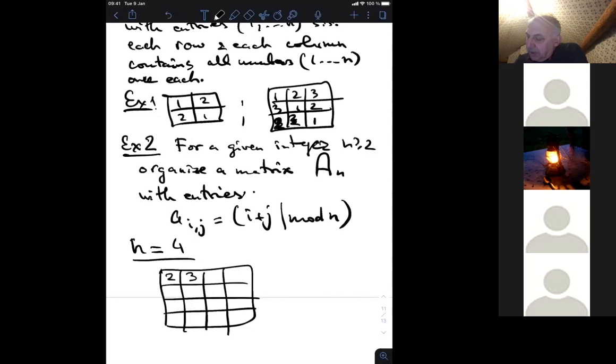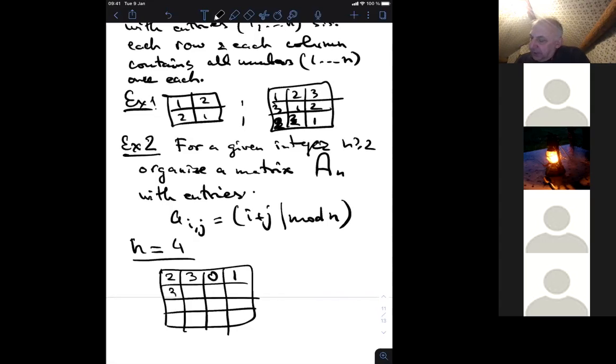Or maybe we should label it. Okay, anyway. So I'll be using numbers from zero to n minus 1, but then I can shift them by 1. We'll get the same thing.